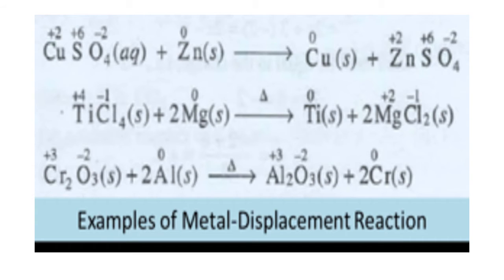Now these are displacement reactions, which depend upon the reactivity series, right? So here also you have to keep an eye on change in the ON, and here there is a change. So it is a redox. What type of redox? Displacement redox reactions.